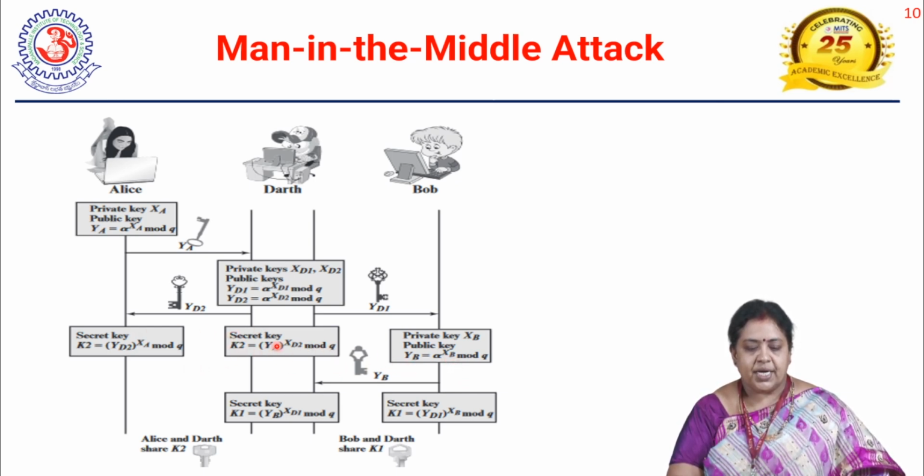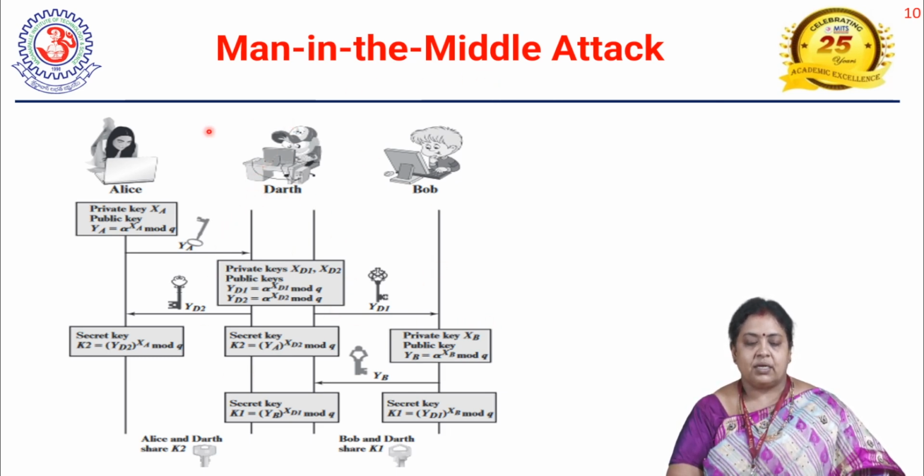Likewise, the other shared key also has matching copies, so Darth is going to calculate the keys. This key is between Alice and Darth, and this key is between Bob and Darth. Actually, the communication has to be done between Alice and Bob by using a key called K. But what happens here is that in the middle, Darth creates his own keys, and he is having the communication with Alice and with Bob. That attack we call the man in the middle attack.